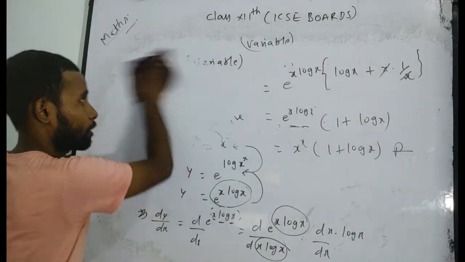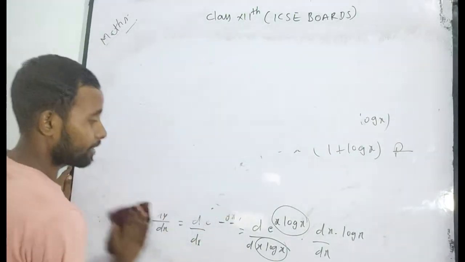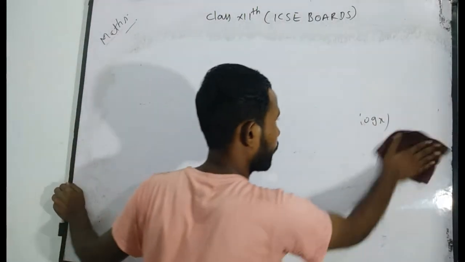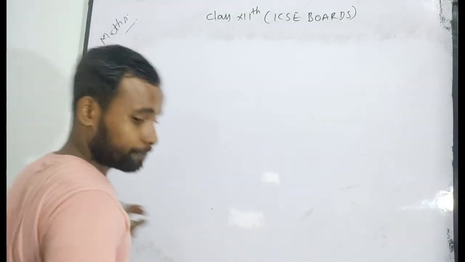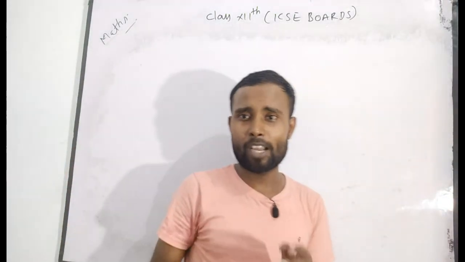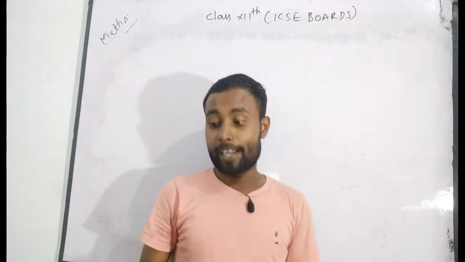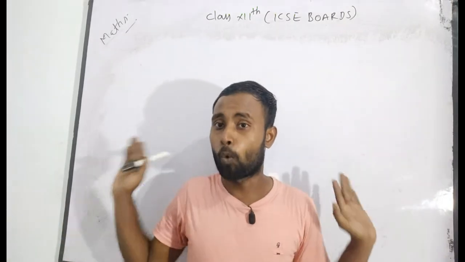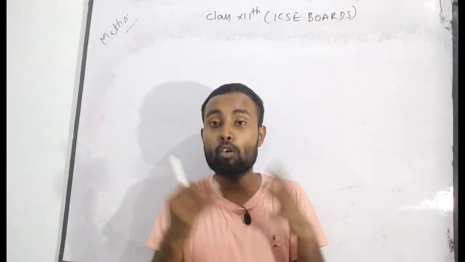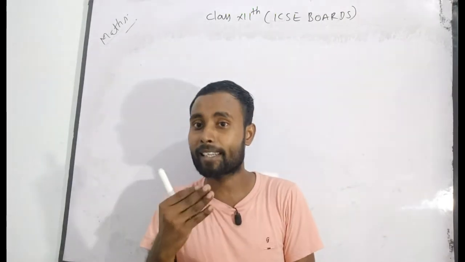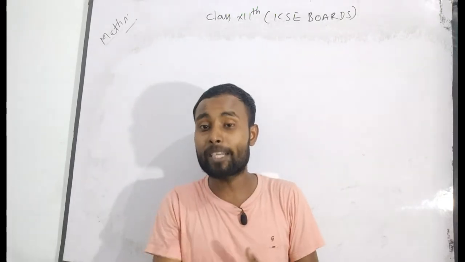And next class, because this class becomes definitely more hectic for you, as problems are very lengthy as well as standard level, I will only attempt 45 minutes today in this class. The next problem of this exercise, of the form variable to the power variable, more complicated and complex, I will discuss in the next class, which comes under the second form of logarithmic differentiation.